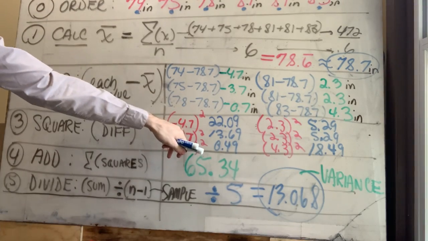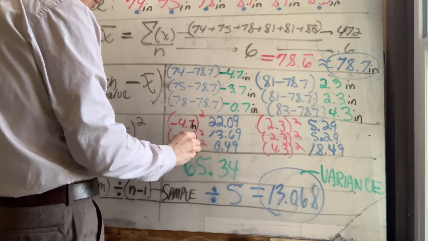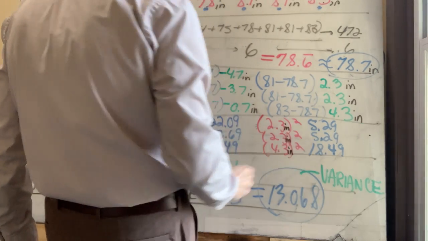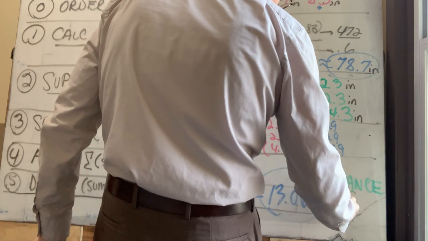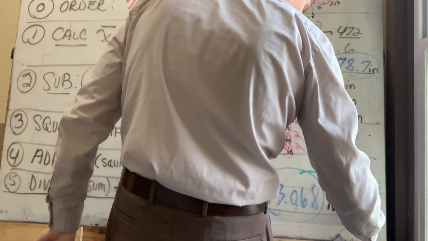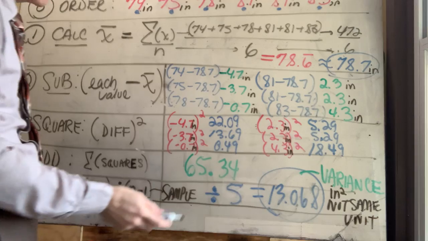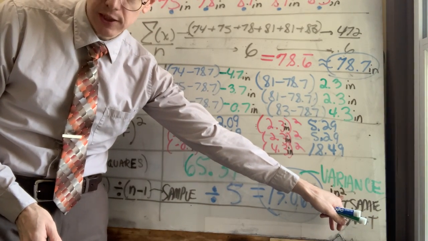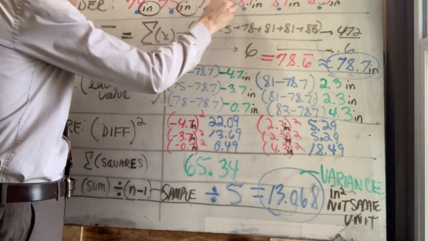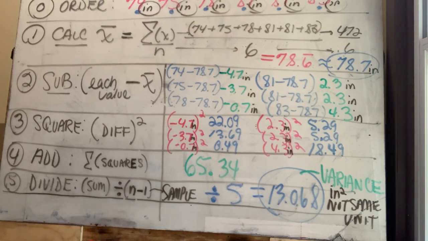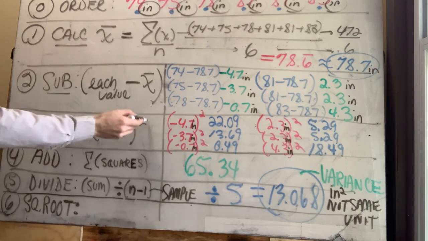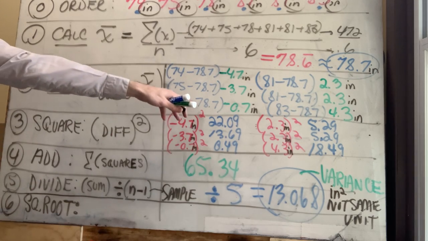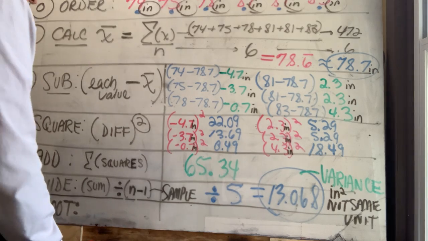Once I square the unit, what happens to the unit as well as the number? They're no longer heights anymore. This is inches squared. It's not the same unit. It's still inches, of course, but it's inches degree two, a two-dimensional incarnation of this rather than what it was, just degree one. So the added step, step six, is to square root. That is kind of compensating for the fact that we have squared, which we used to circumvent a cancellation effect. Square root the quotient.